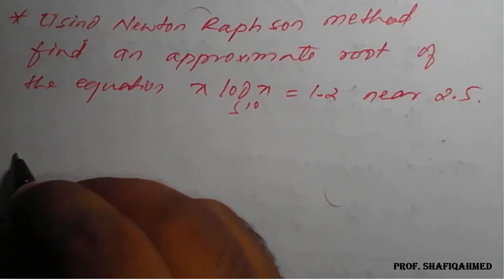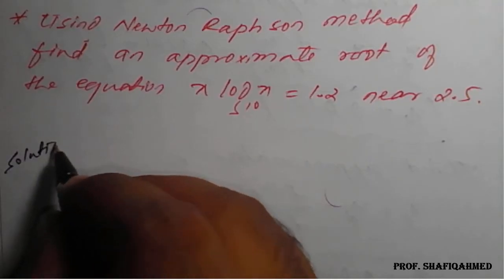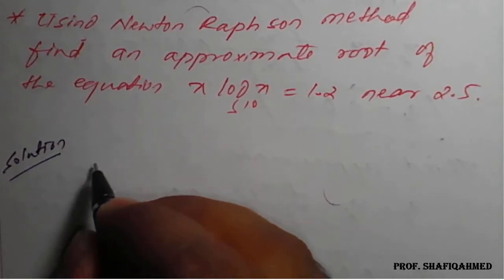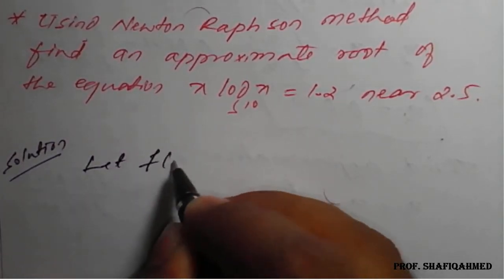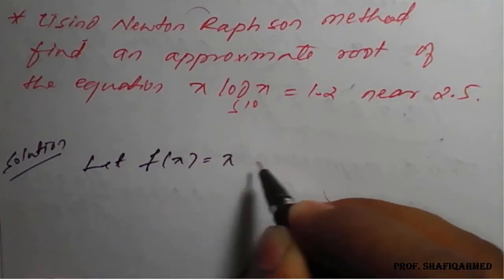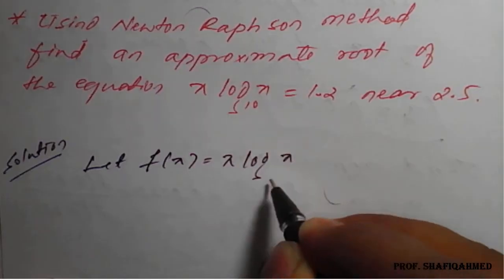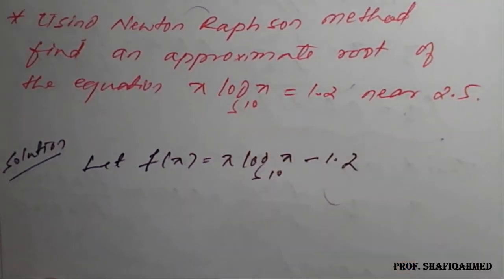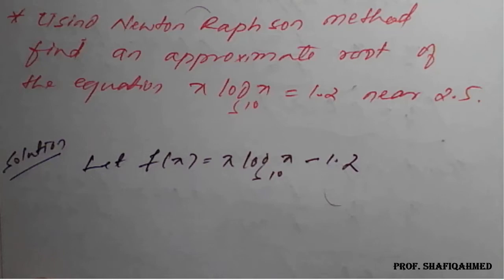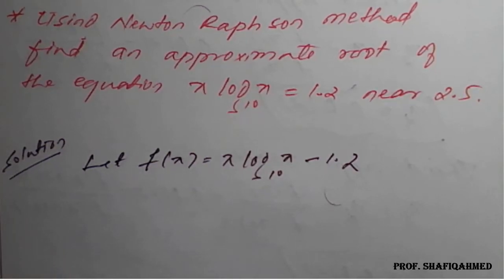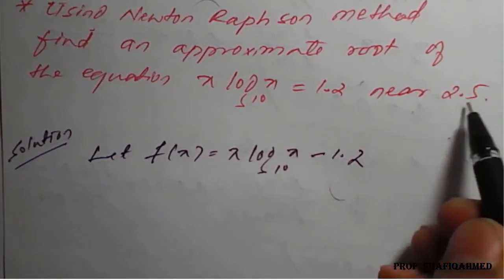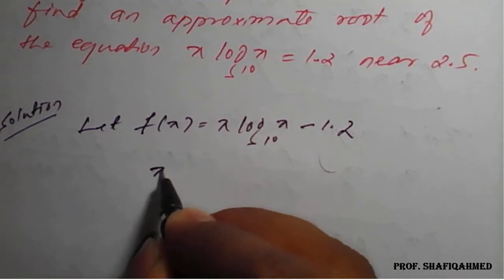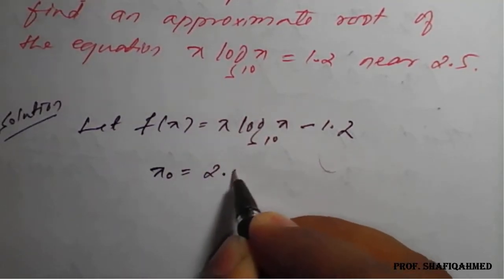Solution: the given equation we have to consider as f of x. So let f of x be equal to x log of x to the base 10. Take this 1.2 inside, it will become minus 1.2. So this is the function f of x. As they have given in the question itself near 2.5, it is the value of what here? x naught. That is, x naught is equal to 2.5.